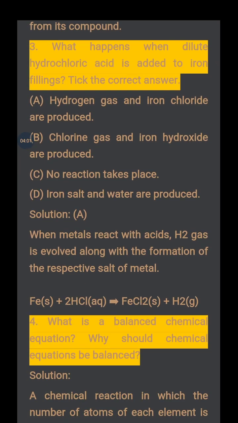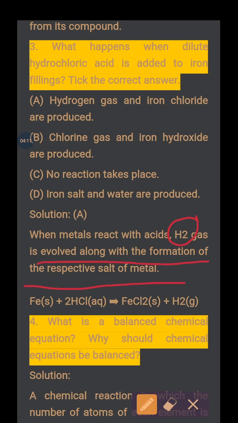Let us see the solution. When a metal reacts with an acid, hydrogen gas evolves along with the formation of the respective metal salt. So look, Fe plus 2HCl. Then Fe reacts with these 2 chlorines and makes FeCl2 plus hydrogen gas evolves in this reaction.